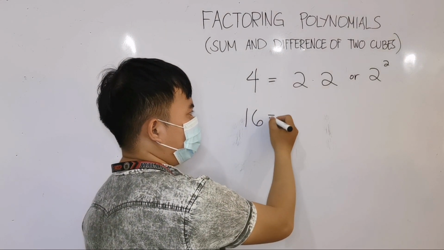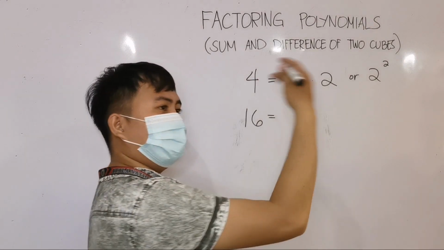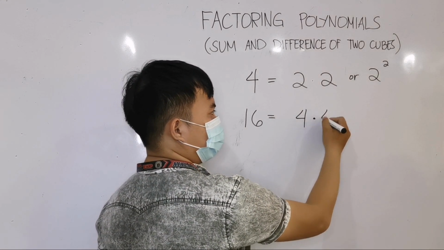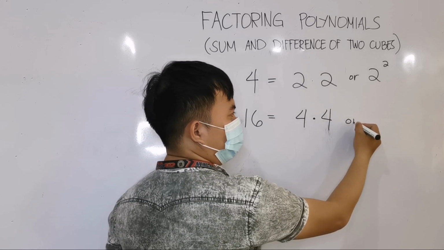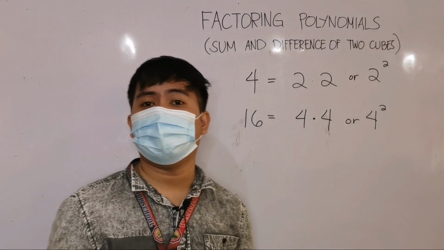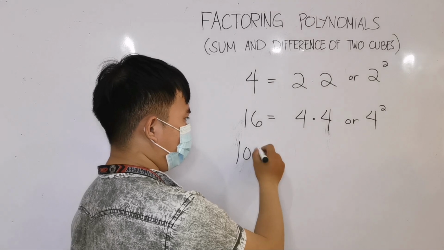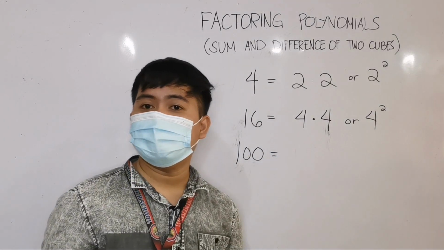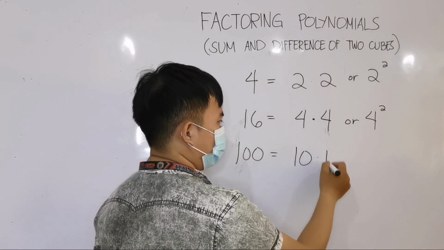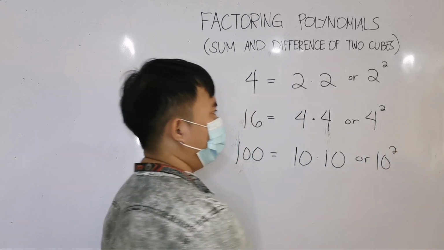16 is also a perfect square. Bakit? Dahil alam po natin na isa sa mga factors ng 16 ay 4 times 4, or pwede nating isulat 4 squared, or 4 raised to the power of 2. 100 is also a perfect square, dahil po isa sa mga factors ng 100 ay 10 times 10 or 10 raised to the power of 2.